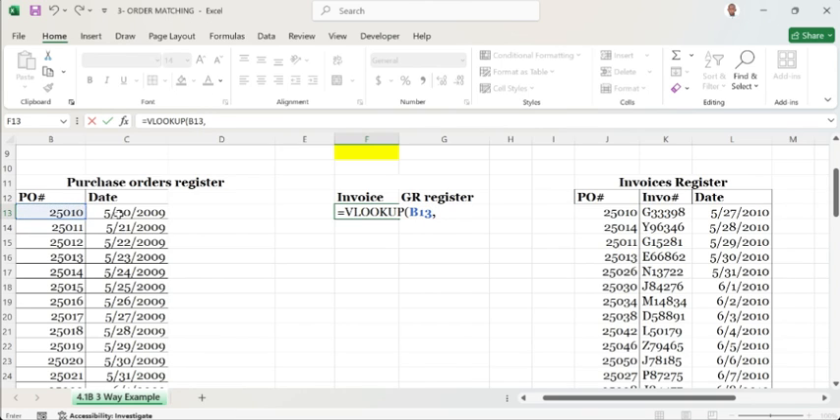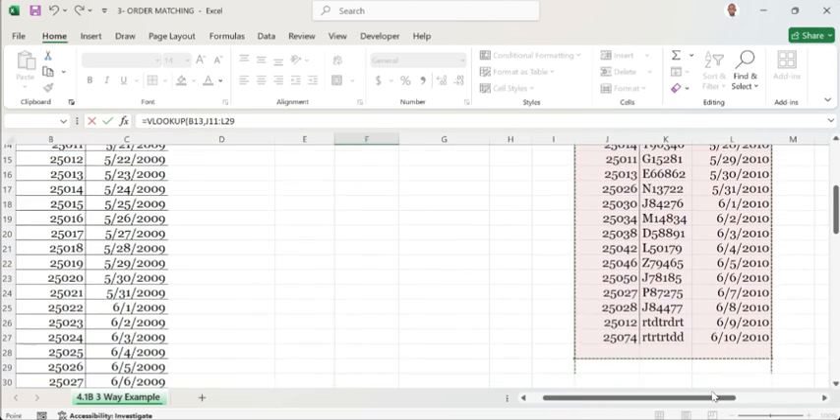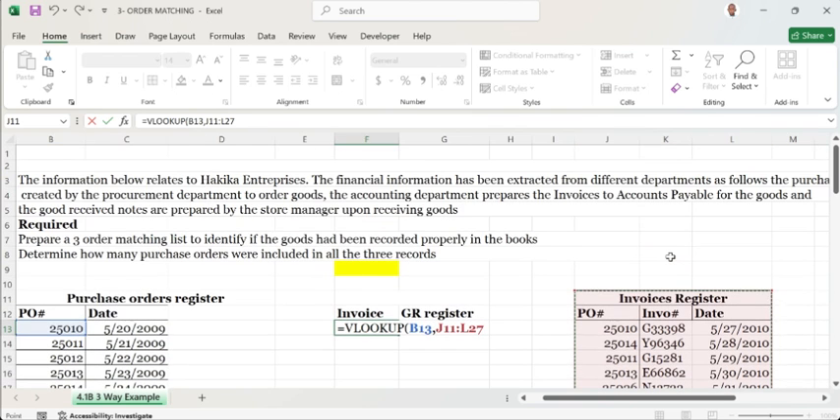Which Excel function are we going to use? We have read this thing. What are we going to use? Why are you keeping quiet? There is a function we used.